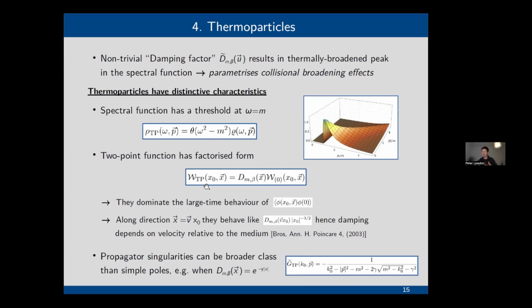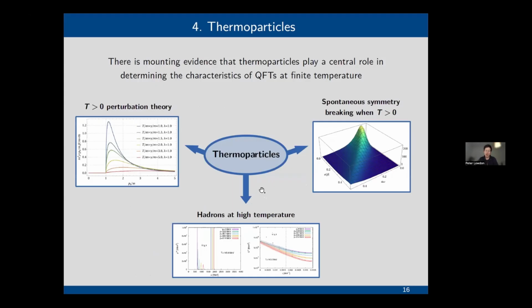The logic being that as the temperature increases, the mean free path of the particle decreases, and therefore the probability of detection of these particles also goes down. So what this also means is that these degrees of freedom actually dominate the large time behavior of your real-time correlation functions, which is of course interesting when we want to talk about scattering, because the scattering states are of course the large time states in your theory. So that strongly suggests that thermoparticles are a natural candidate for describing finite temperature scattering states. And I'll talk about that in the next couple of slides.